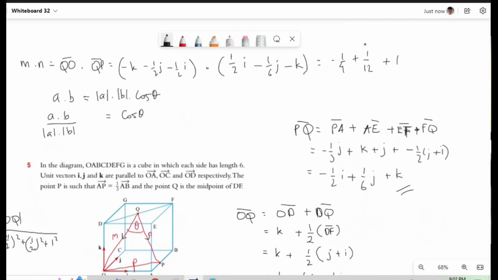Then we will get the m dot n. After we get this, over the magnitude of m times the magnitude of n, the same as I already explained before, you can just put it into the formula. So cos theta equals all the values that you have obtained, then theta would be the cos inverse of that, and you will get the same result as the first way. So you have two options to find the value of theta.